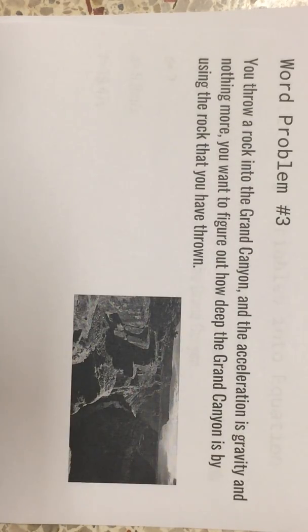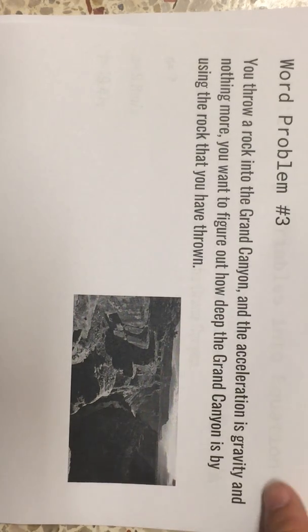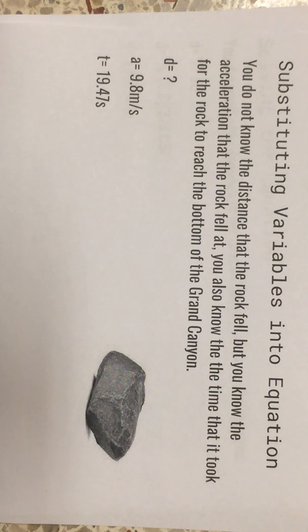Word problem number 3. You throw a rock into the Grand Canyon and the acceleration is gravity and nothing more. You want to figure out how deep the Grand Canyon is by using the rock that you have thrown. Substituting variables into equations. You do not know the distance that the rock fell, but you know the acceleration that the rock fell at. You also know the time that it took for the rock to reach the bottom of the Grand Canyon. So you do not know the distance, but you know acceleration is 9.8 meters per second. You know the time is 19.47 seconds.